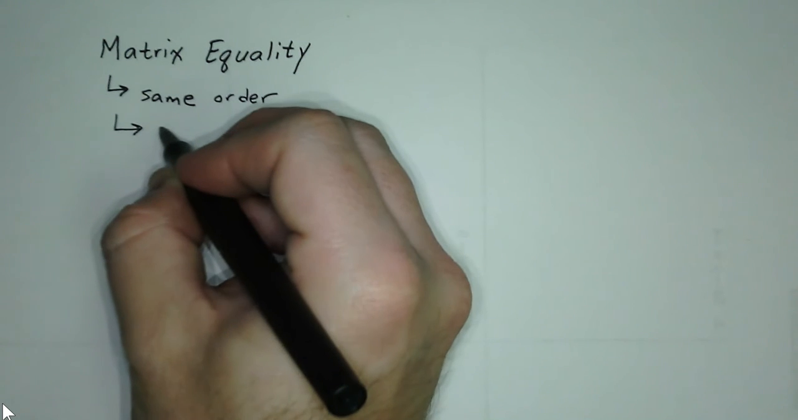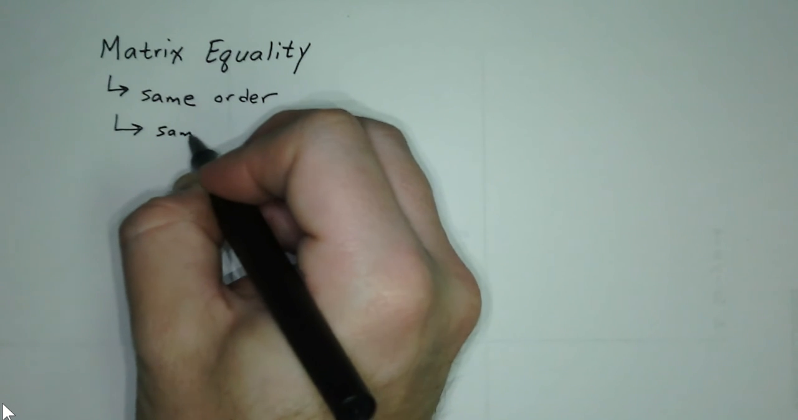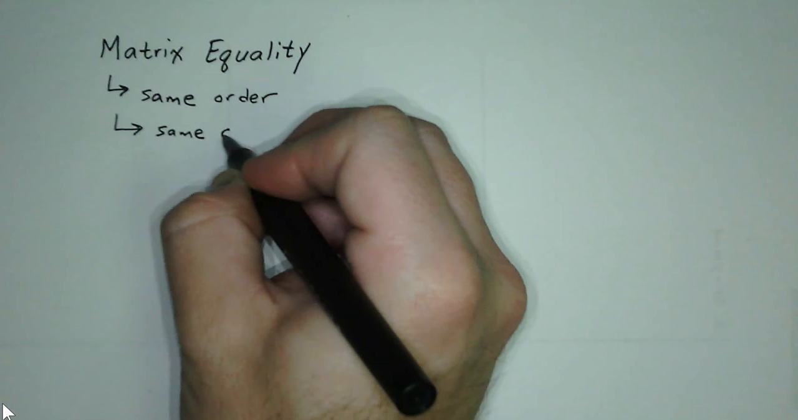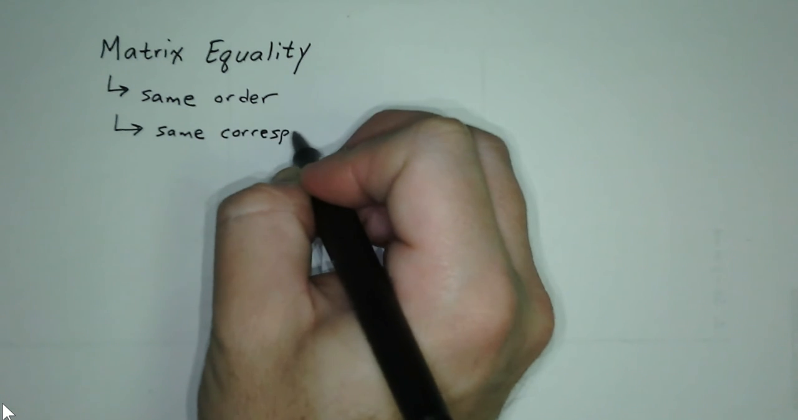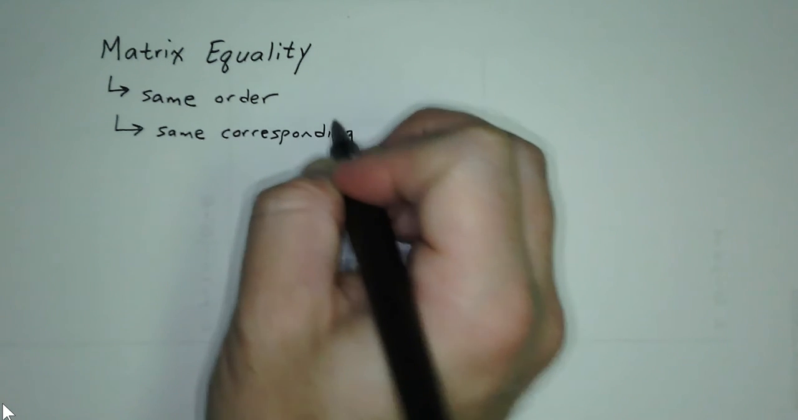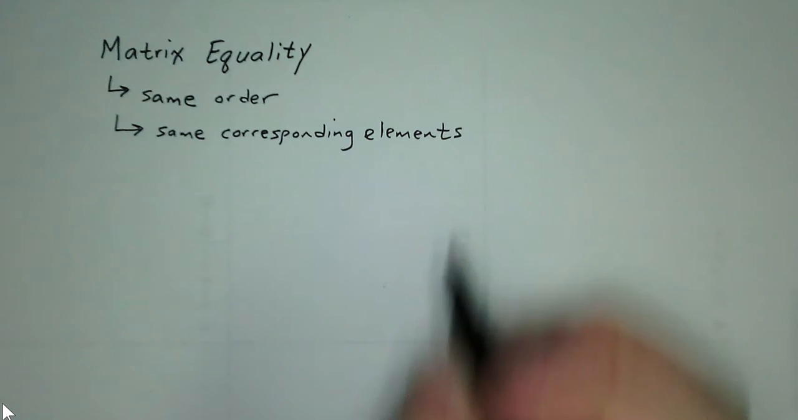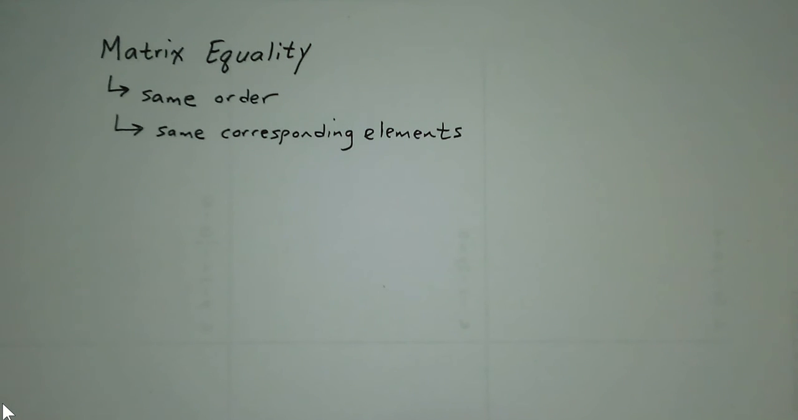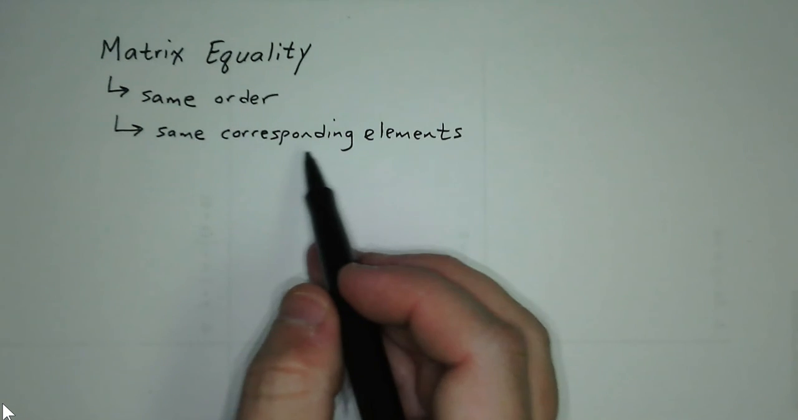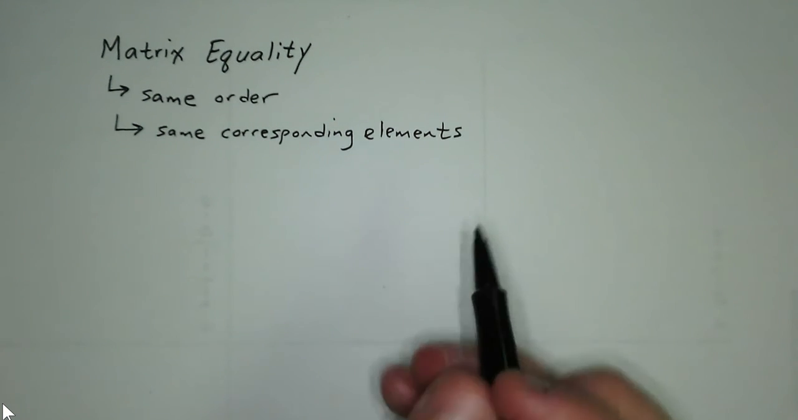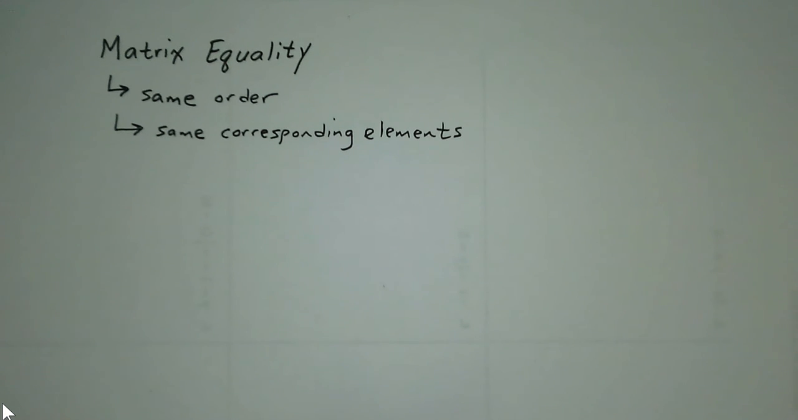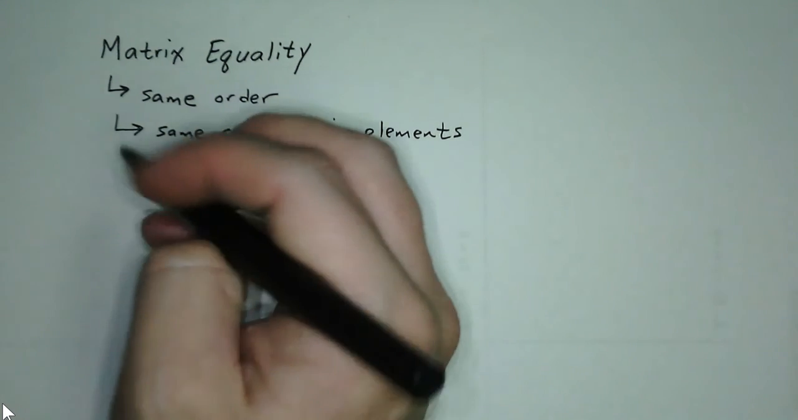And they have to have all the same corresponding elements. So in other words, it's a very long way of saying that the two matrices have to be exactly the same in every way. Same shape, same order, all the corresponding everything matches. It's the exact same matrix. That's, of course, what two matrices being equal would mean.